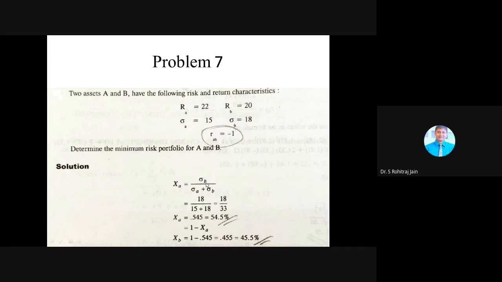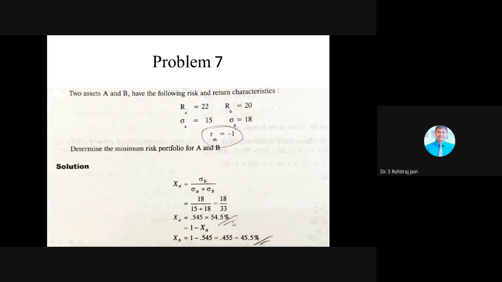Now they have given me all the values. Standard deviation of B is how much? 18, divided by standard deviation of A, which is 15, plus 18. So I got the value of XA to be equal to 0.545, multiplied by 100, which is equal to 54.5%.